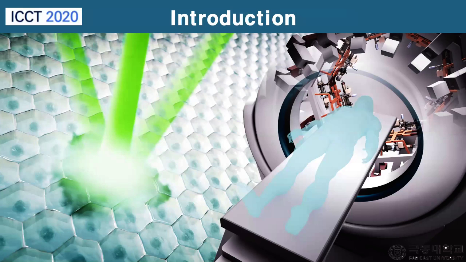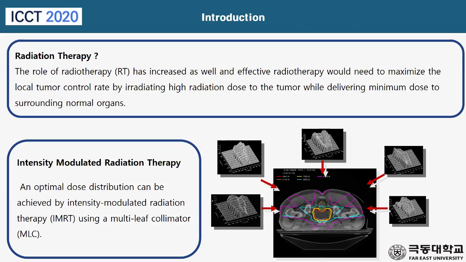Introduction. Along with the increase in the number of cancer patients, the role of radiotherapy has increased as well, and effective radiotherapy would need to maximize the local tumor control rate by irradiating high radiation dose to the tumor while delivering minimum dose to surrounding normal organ.